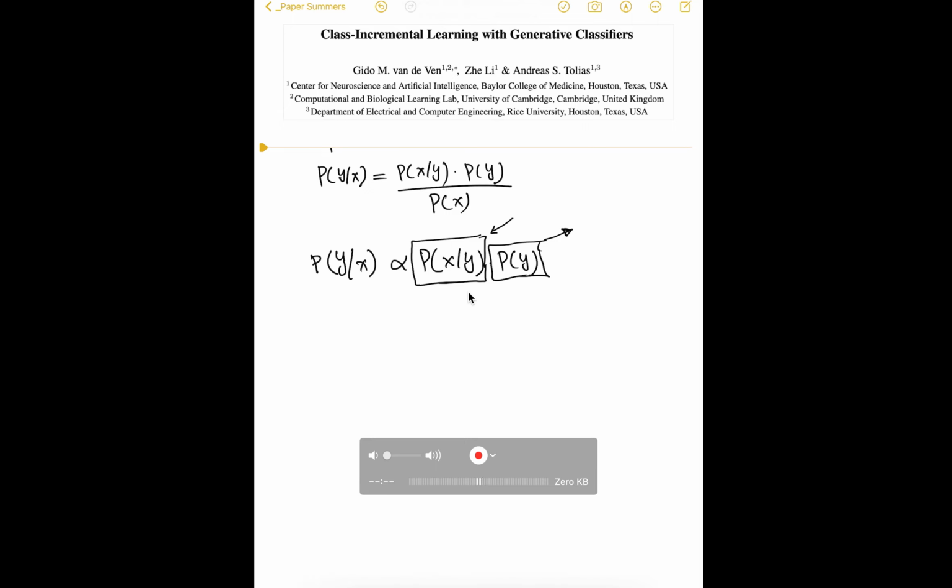In this paper the author approximated p of x given y, this conditional distribution, using the variational autoencoder, VAE. I'll discuss VAE in a separate video. It's very simple, but right now we can assume we know about the variational autoencoder. Using the variational autoencoder, we can approximate this conditional density.